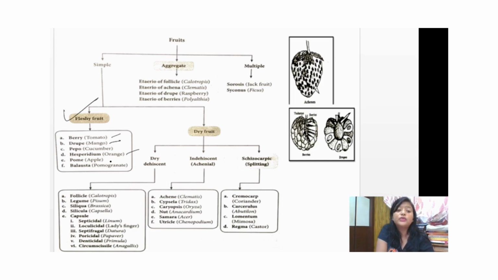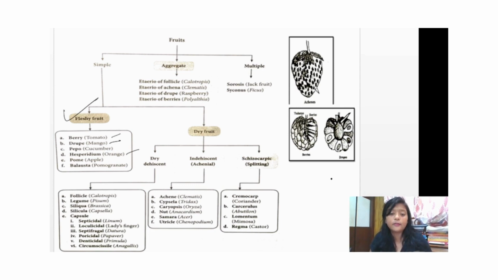And pome is a false fruit, because in pome, other than the ovary, even the receptacle part also leads to the formation of the fruit. So here pome is a false fruit. And the thalamus part forms the fleshy part of the pome. Example, in apple you can see that it is edible, the fleshy part that the thalamus forms is edible. Remember, pome is a false fruit. Okay, so remember these points, and also the others I've told you.